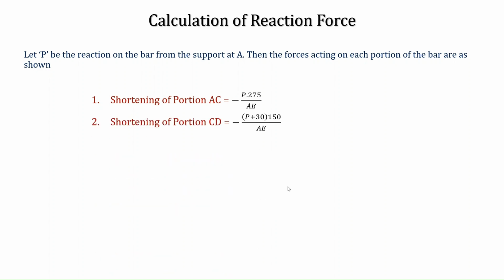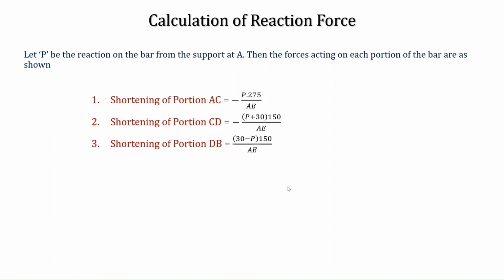Next is the portion CD. Here we have a load of 30 kilonewtons added to the existing reaction force P. And again, this is also compressive in nature, so a negative sign. The length is 150 divided by the area of cross section and the Young's modulus, A into E. Similarly, we have the shortening of the portion DB. There it is 30 minus P, because it is compressive in nature, into 150, that is length, divided by A into E.